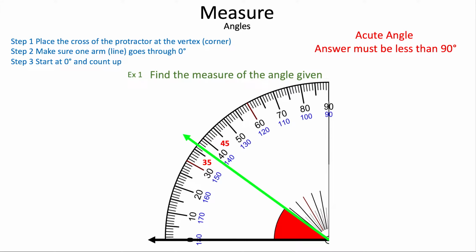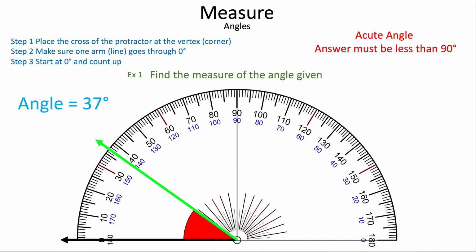So now we can go ahead and start counting at 35 and keep going until we hit the mark. So we're at 36, and finally we're at 37. And since we're at the line, we stop, and my angle for this acute angle is 37 degrees.